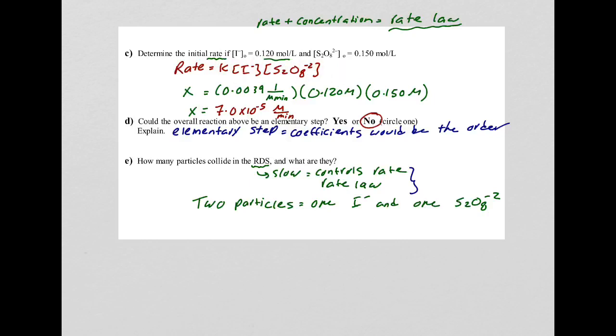So based on the rate law, at the RDS we had two particles. One was I minus, the other one was S2O8. We figured this out based on the rate law, because the rate law says we have I minus to the power of 1 and S2O8 to the power of 1. So based on the rate law, we have two particles: one is I minus and one is S2O8 minus 2, in our RDS, at the slow step.